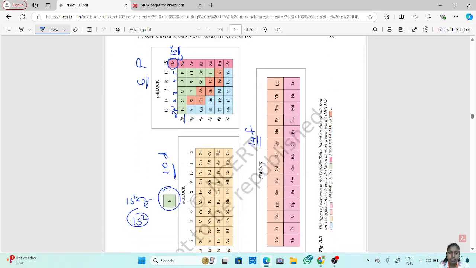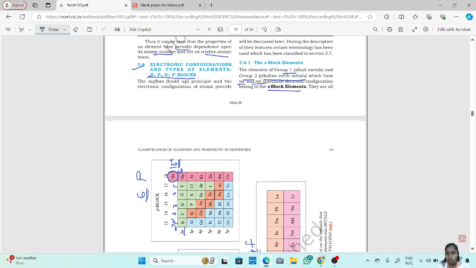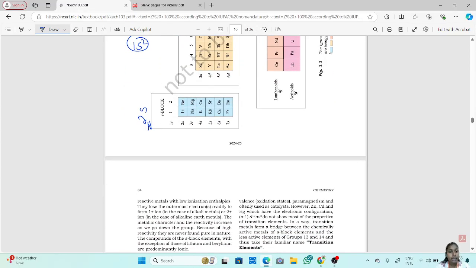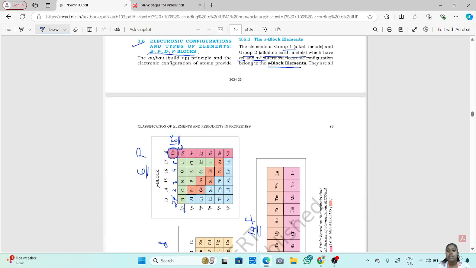Now S block elements, okay, it has 2 columns, right? One is alkali metals and one is alkaline earth metals. So this is alkali metals and this is alkaline earth metal. One with ns1 and another one with ns2. So the one with ns2 is alkaline earth metal, ns1 is the alkali metals.